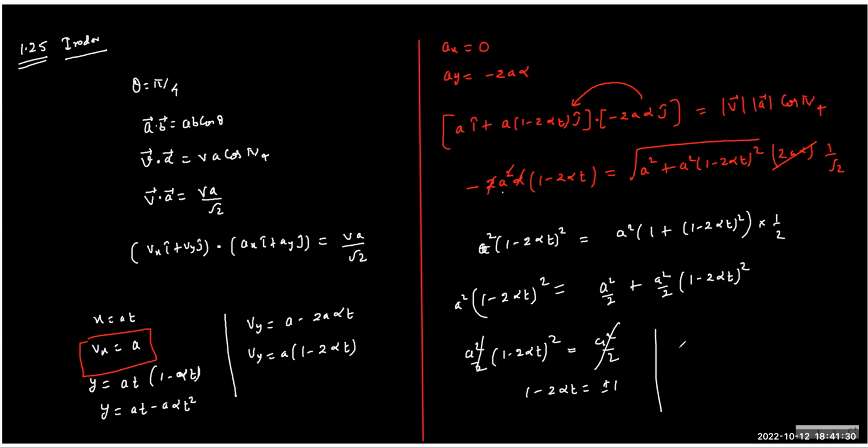And therefore, you cannot take 1 minus 2 alpha t equals 1. If you take 1, you will get t equals to 0, which is not possible. So we will take minus 1. So 2 alpha t is 2.